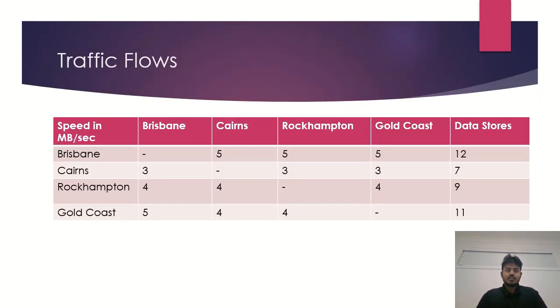Traffic flows. In Brisbane, data stores at 12 megabytes per second. For Cairns, 7 megabytes per second. For Rockhampton, 9 megabytes per second. For Gold Coast, 11 megabytes per second.